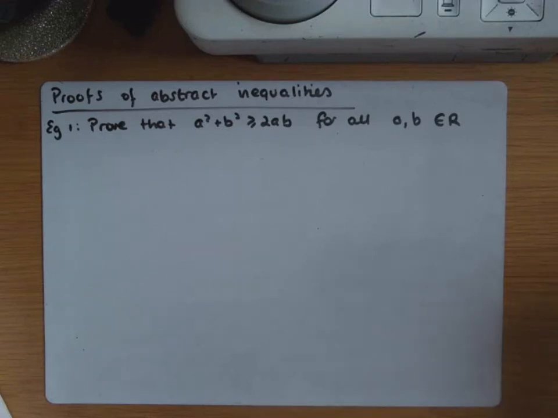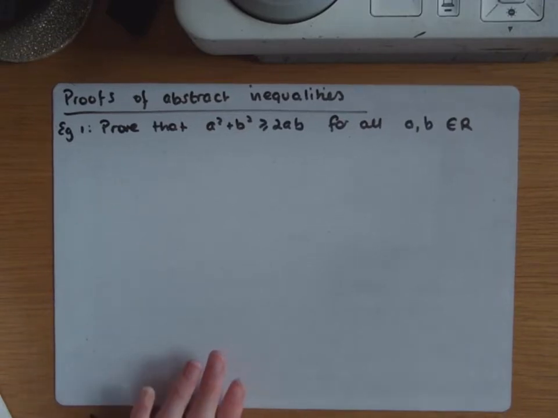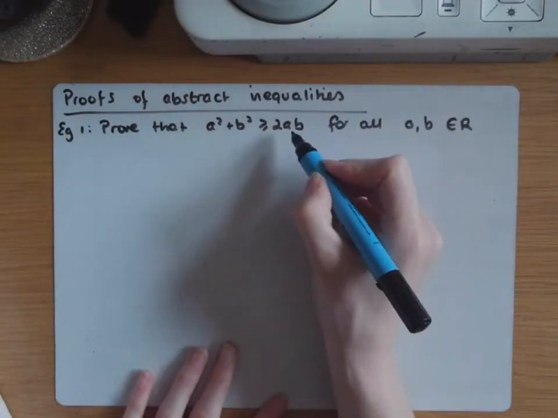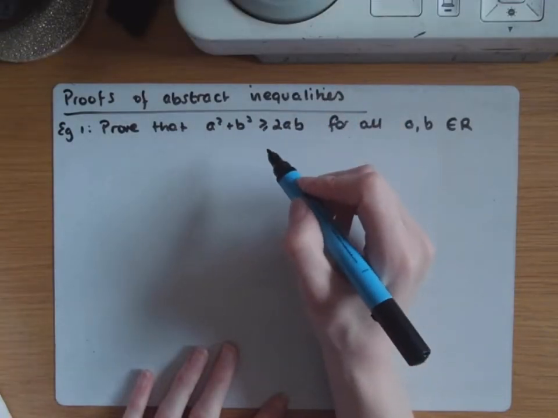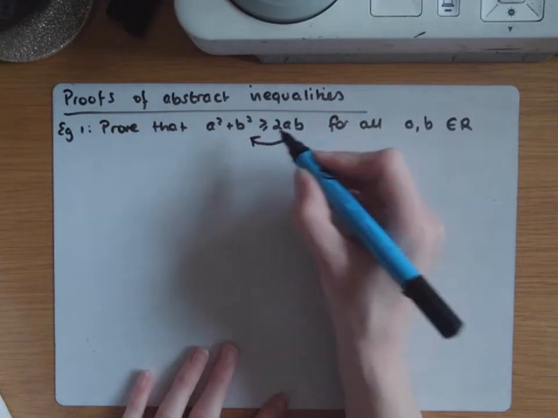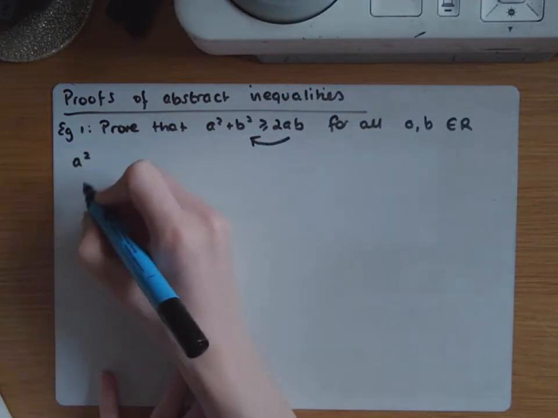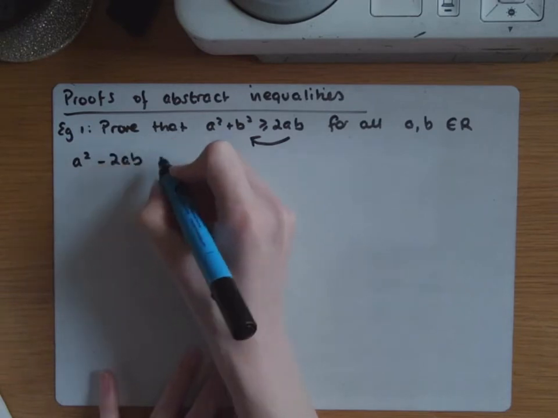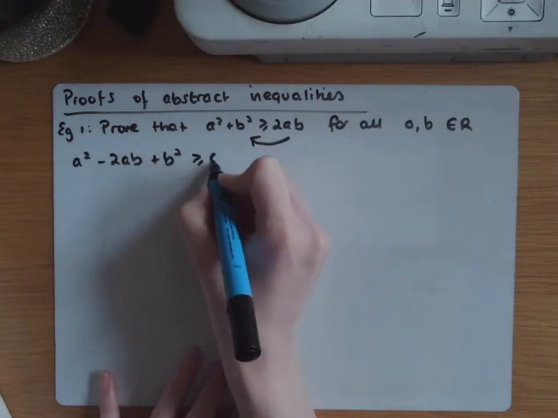Okay, so we're proving that a squared plus b squared is greater than or equal to 2ab. How do you think we're going to go about this? What are you going to try and do? Normally with these we're trying to show that it's greater than or equal to 0, okay? So bring that 2ab over. So we're going to be left with a squared minus 2ab plus b squared is greater than or equal to 0.